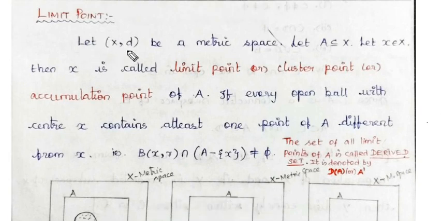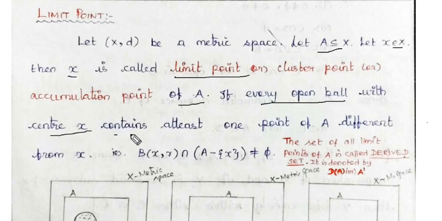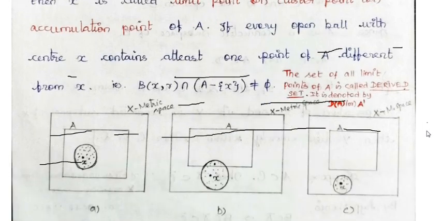Let (X, d) be a metric space. Let A be a subset of X. Let x be a point of X. Then the point x is called a limit point of A if every open ball with center x contains at least one point of A different from x. See the figure, you can easily understand.